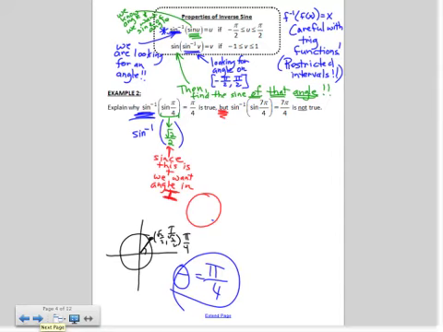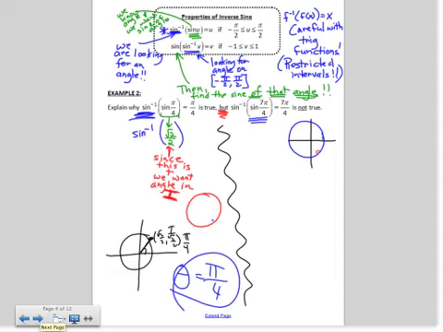All right, now let's talk about this second part. The inside section says find the sine of 7 pi over 4. Okay, so we're looking for a ratio. Where is the sine of 7 pi over 4? 7 pi over 4 is right there, and that's negative square root of 2 over 2. Okay, it's the y value of that coordinate. So that's negative square root of 2 over 2.